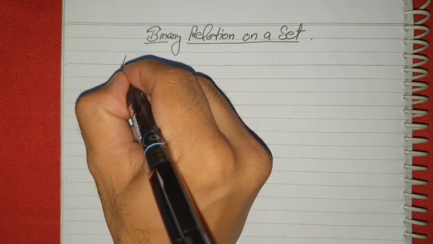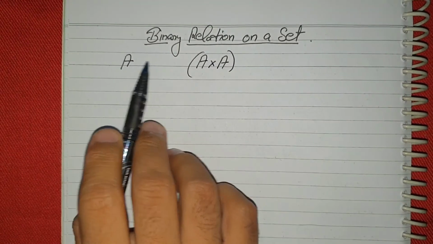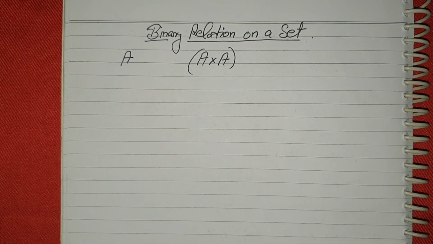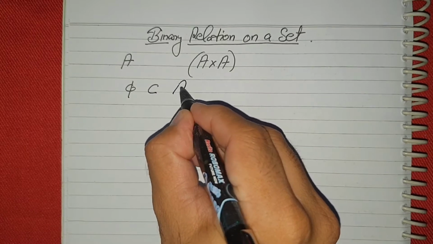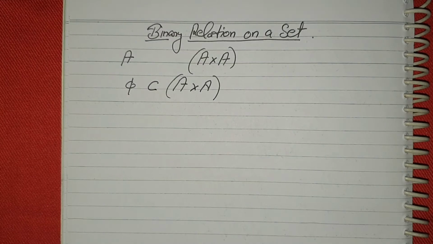Now, binary relation on a set. Let A be a non-empty set. Then every subset of A cross A is called a relation on A. Now since phi is a subset of A cross A, phi is a relation on A called the empty or void relation on A.